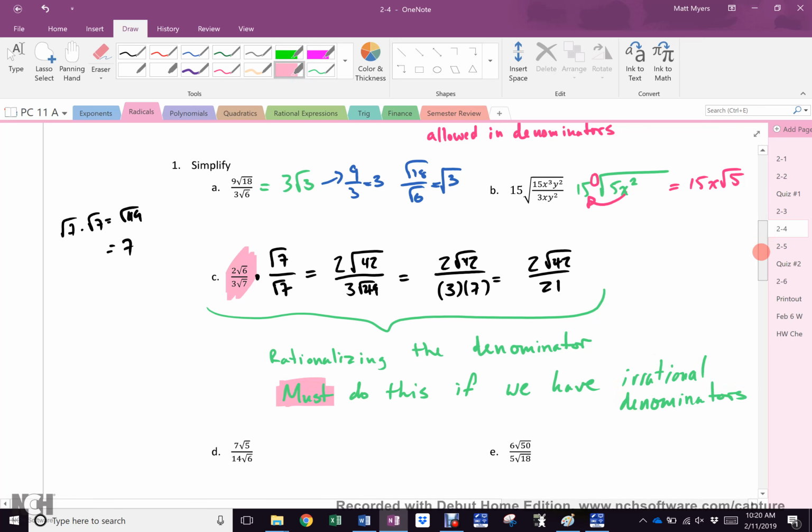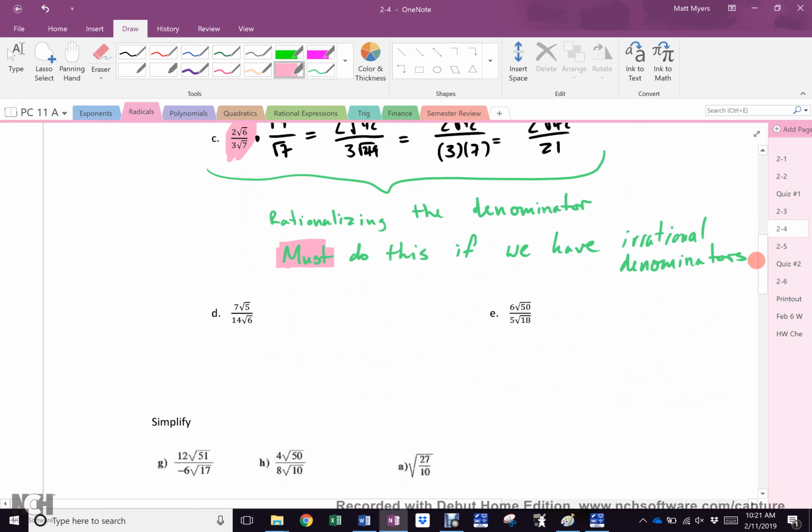So let's look at D. What is bothering us in D? I don't like the root 6, so what do I got to do? Multiply by what? Root 6 over root 6. And what do I get? 7 root 30 over 14 root 36, which is what we're doing.